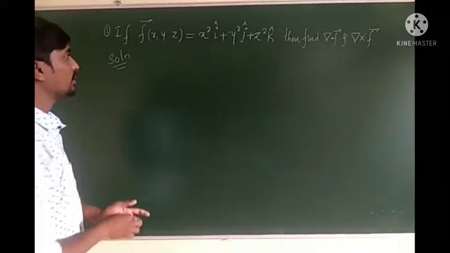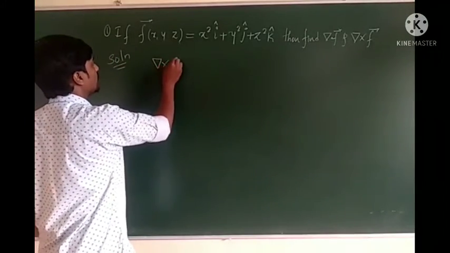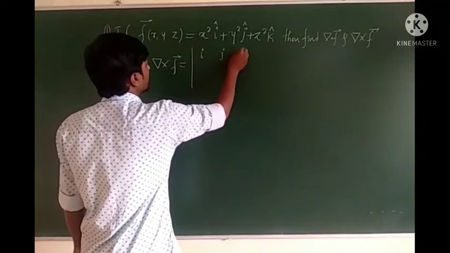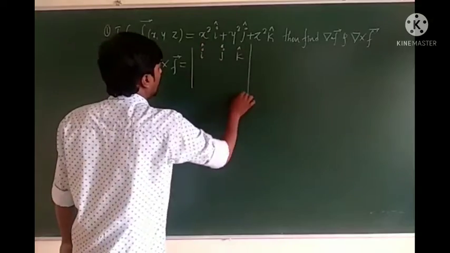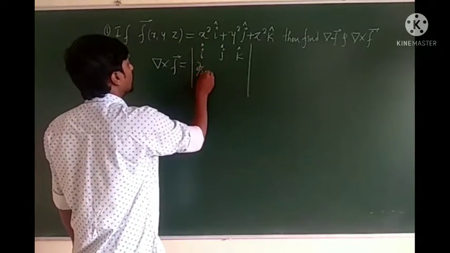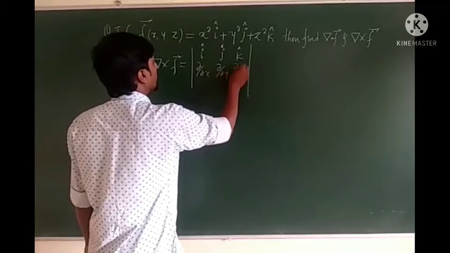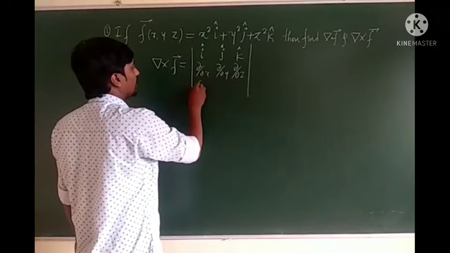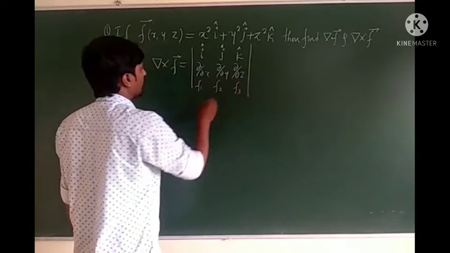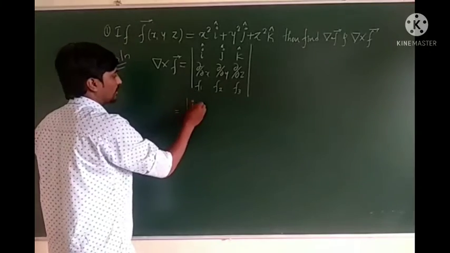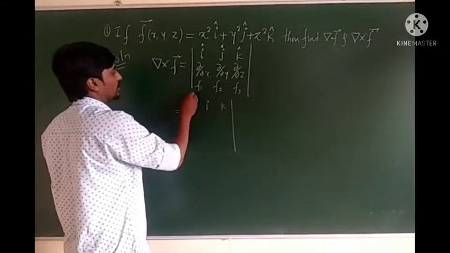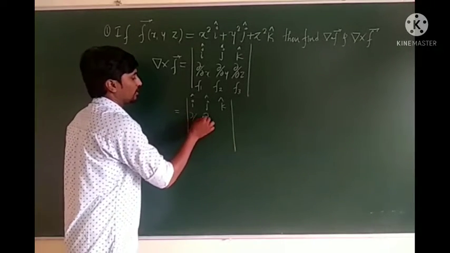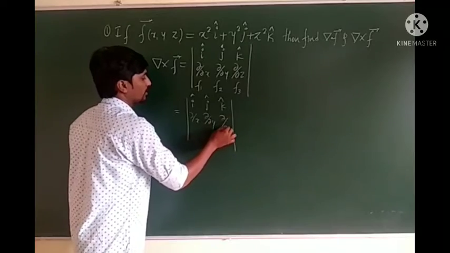So now del cross vector f is given by the determinant format: i, j, k cap, and here we have ∂/∂x, ∂/∂y, and ∂/∂z, and f1, f2, f3. So therefore i, j, k, and ∂/∂x, ∂/∂y, and ∂/∂z.